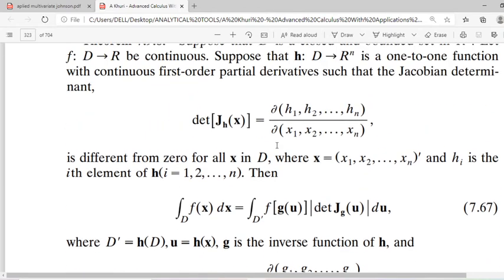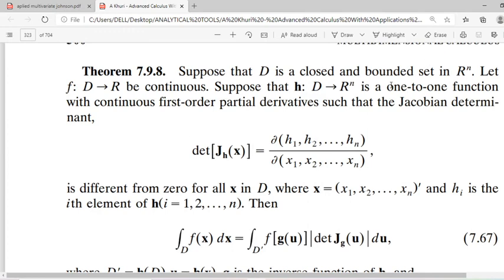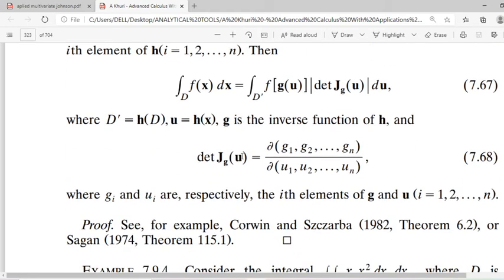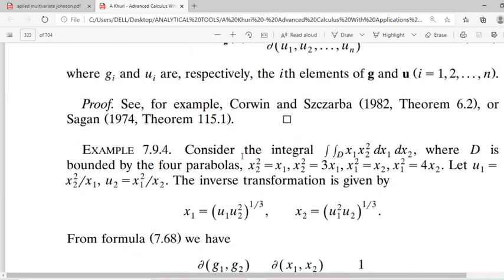What is the minimum requirement? It should be a one-to-one function with continuous first order partial derivatives, and the Jacobian determinant should be non-singular, that is, invertible. In that case we can find the integral value of f of x using a change of variable, a transformation of the variable. This is more useful in statistics. I have already told you this is very important in statistics. So let us look at the example.